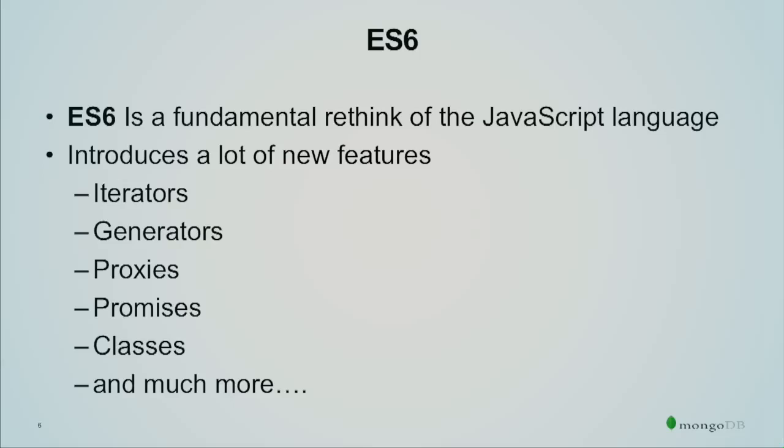But the things that I care about are iterators and generators, proxies, promises, and classes. After that, there's tons of other stuff. And if you're really interested, you can go and read the 200-page TC39 spec, which is the ECMAScript 6 spec, because there's lots of little goodies in there that will make your life a lot easier. But we're just going to look a little more in-depth on this particular set of features.